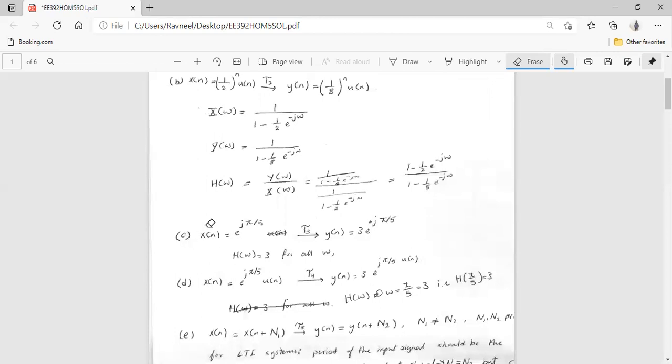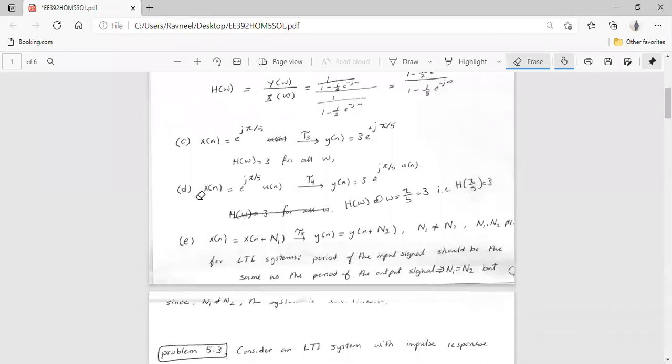Moving on to question number C, x of n is equal to e to the power of j pi n upon 5, right? y of n is equal to 3 e to the power of positive j pi n upon 5, right? So in this particular case, you can see that if you find h of n, that would be y of n upon x of n, it is just 3. And if you try to determine the frequency response of this, you'll just be getting 3. So H of omega is equal to 3 for all omega. Okay, same goes for D.